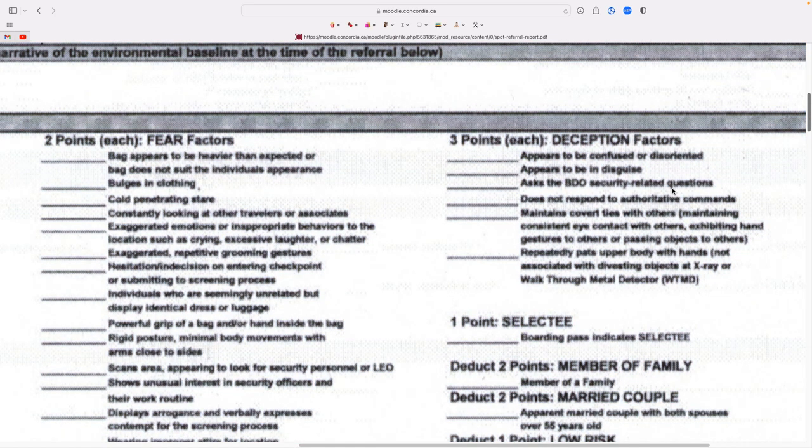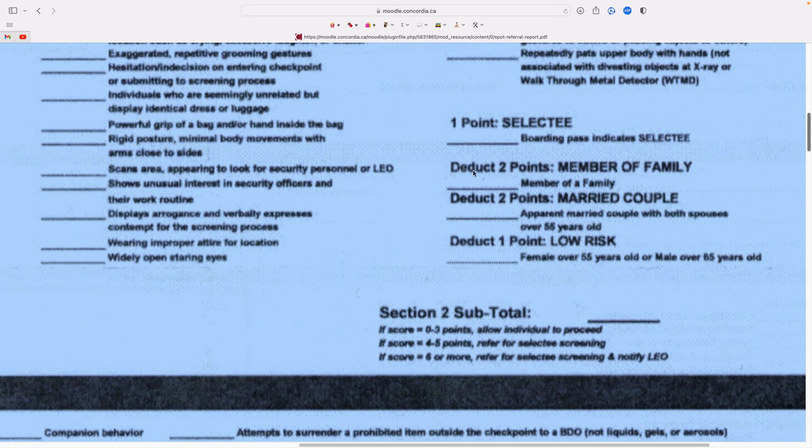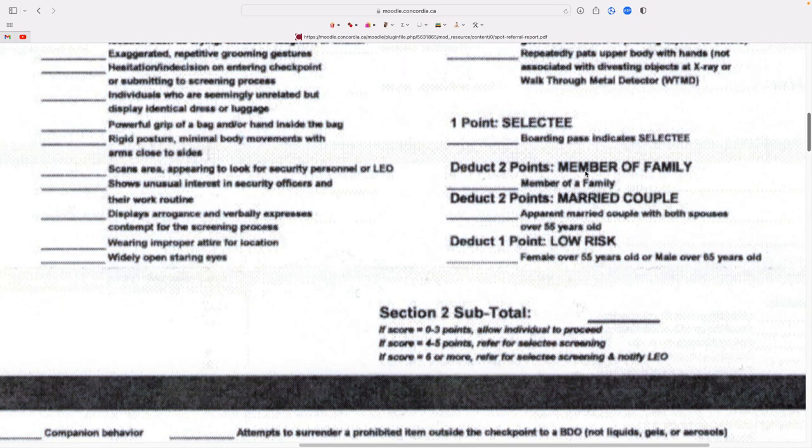And then there's deception too. If you look like you're wearing a fake mustache or something in disguise, if you're asking security related questions, if it looks like you're communicating secretly with someone else in line, these are the bad ones, so they'll get you 3 points. And then if you're a member of a family, they'll take points off. If you're a married couple where you're both over 55 years old, they'll take 2 points off whatever you got. And low risk is defined as females over 55 years old and males over 85 years old.